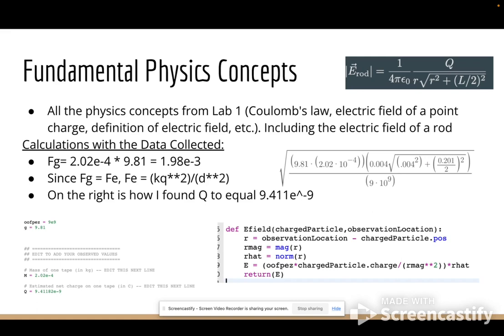Fundamental physics concepts: we're using all the same physics concepts that we did in lab 1, and additionally we will be using the formula for the electric field of a rod, found in the top right. To find my new Q charge value, using the formula on the top right, I found the calculation right here on the right. And then for my code, I set Q equal to 9.411, which is the new charge I found. The bottom right is the code way of writing the formula.